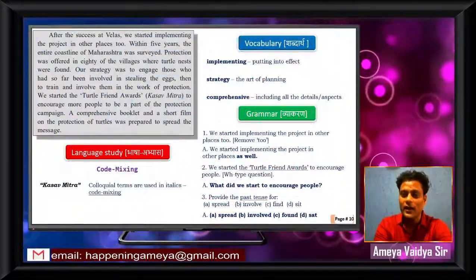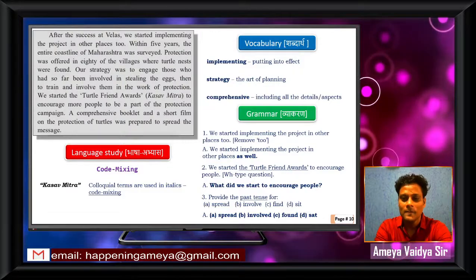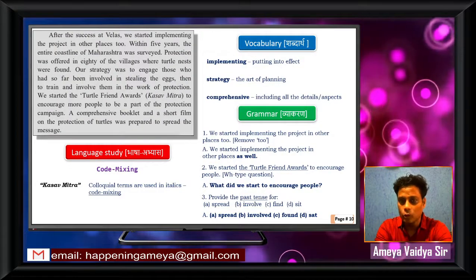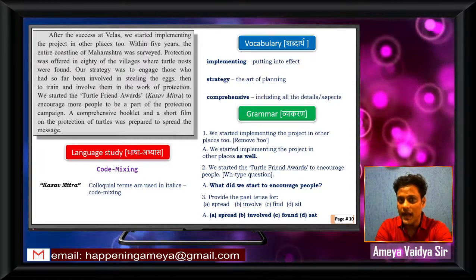Ooh. Please be careful. The past tense of spread remains spread. Involve is involved. Just add D. Find is found. Sit is sat.